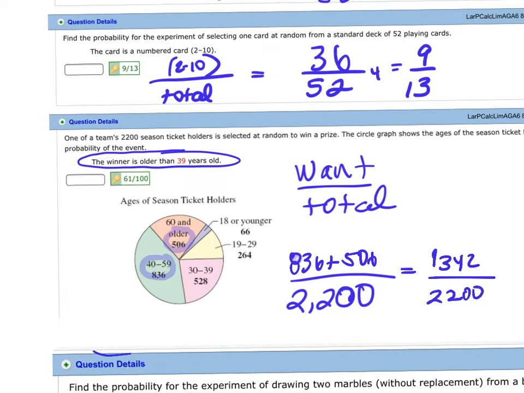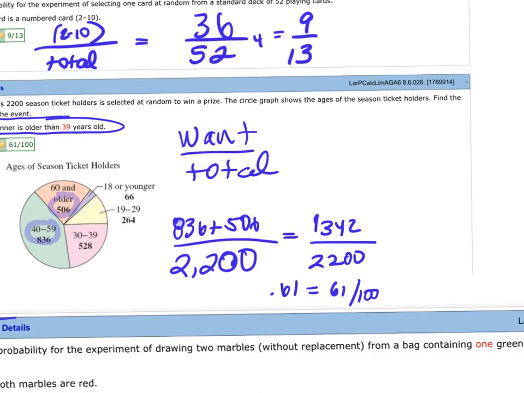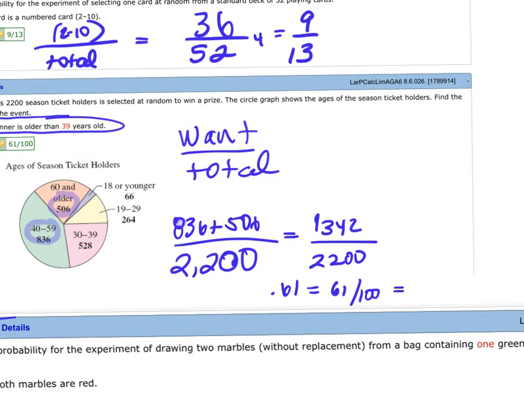Now, some of you in your calculator will go 1342 divided by 2,200. And I got 0.61, right? But if all of your answers were in fractions, you need to understand that 0.61 is 61 out of 100. If all of your answers were in percentage, you need to understand that 61 out of 100 or 0.61 is 61%. You got that?